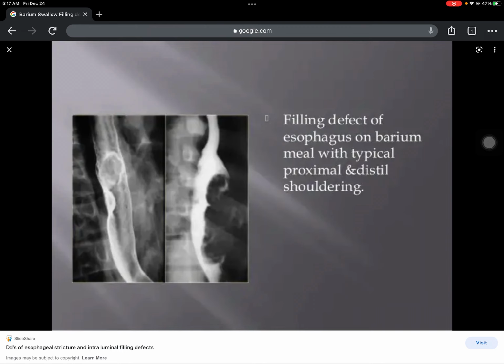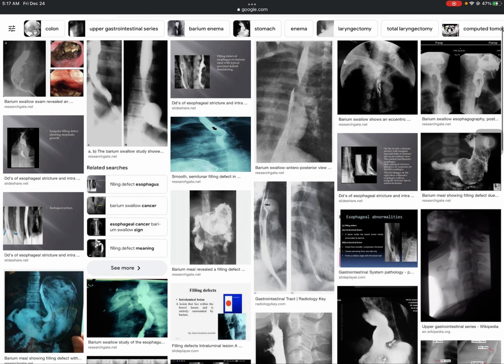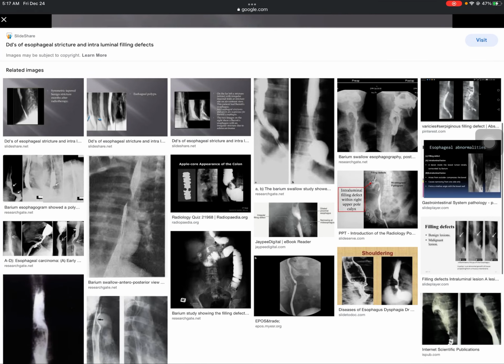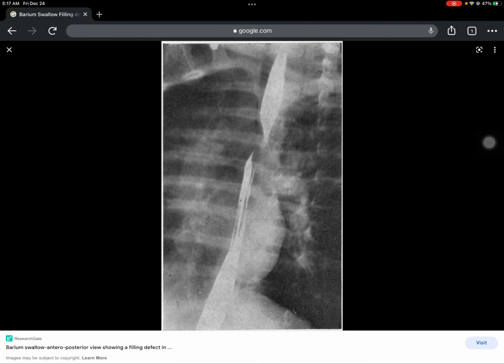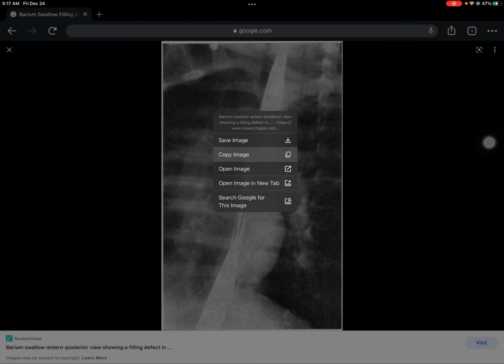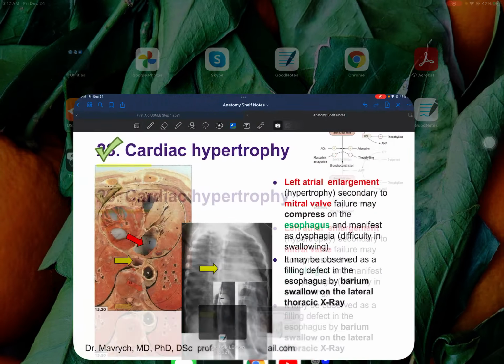The filling defect of the esophagus on the barium meal with a typical proximal and distal shouldering. What is the shouldering here? I don't know what that shouldering means. Let me just do that one, maybe I'll see some that are better. Down here, let's see. We see another one. This is also a defect, so I'm just going to copy this defect and put it here.